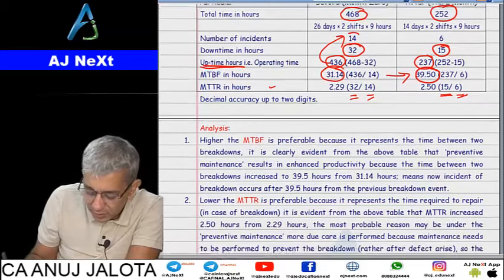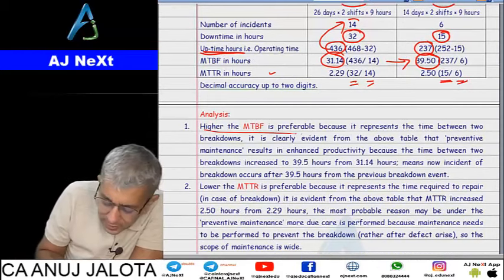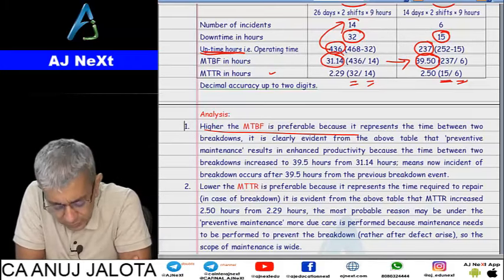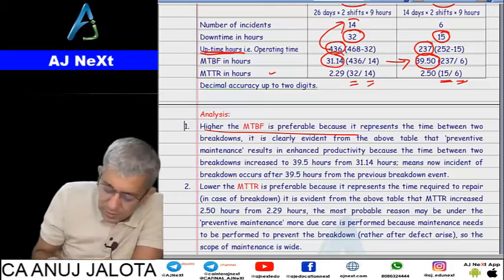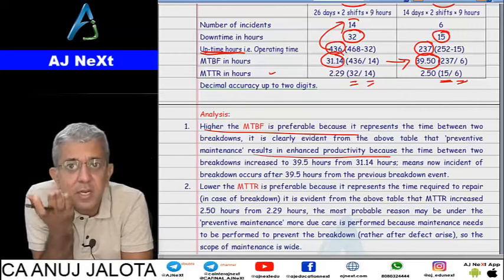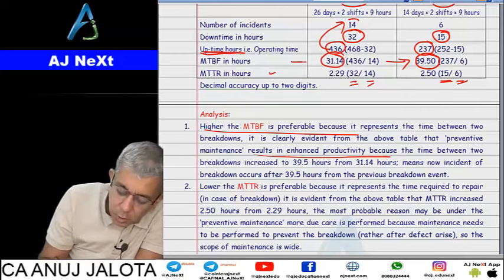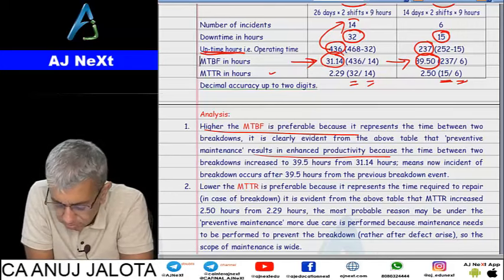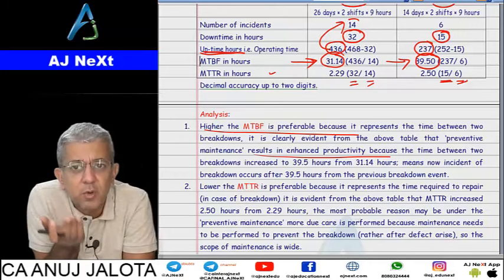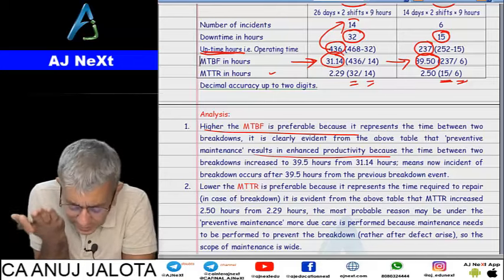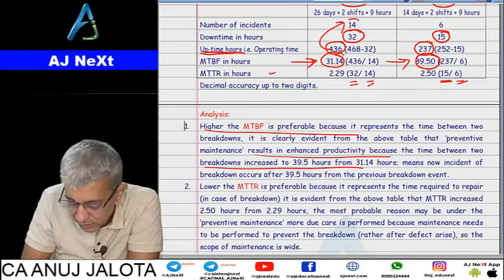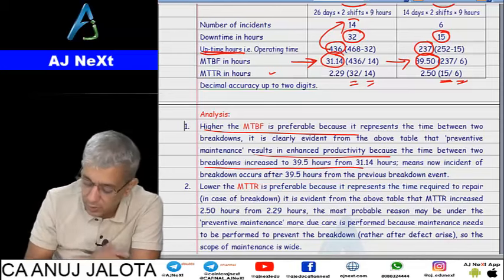That is whatever I've printed over here also. In this case, higher MTBF is preferable because it represents the time between two breakdowns. It's clearly evident from the table that preventive maintenance results in enhanced productivity. They are trying to say that it is good, your preventive maintenance has started to show good effects now. Your downtime has fallen over here. So therefore, in this case, the preventive maintenance was something that one of the guys was questioning, whether we should be doing it or not, but then you all should be doing it. It can be seen that this ratio is improving, because the time between the two breakdowns has increased from 31.14 hours to 39.6 hours. Okay.